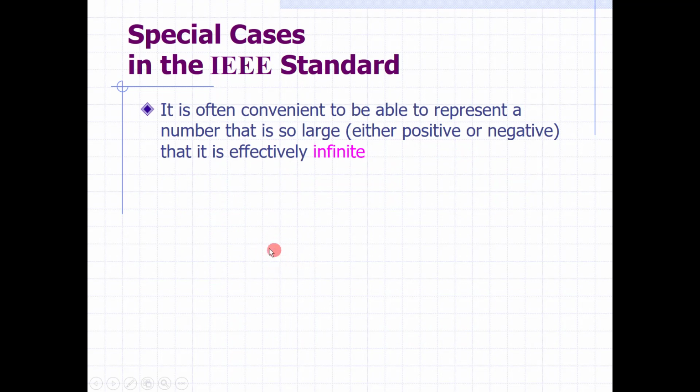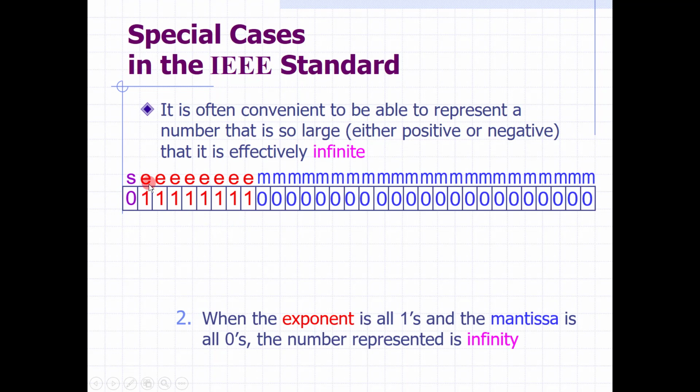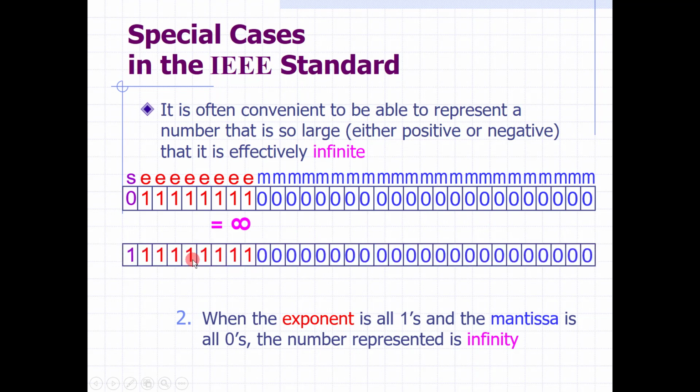We might run into a case where the numbers get so big that rather than giving an error, we might want to say, well, the number is so big, let's call it infinity. So to represent that, we'll use an exponent of all ones. That's a special case there. So whenever the exponent is all ones and everything else is a 0, then it's positive infinity. And we also can have negative infinity, a negative really large number. So those are, again, special cases. We basically just have to memorize these things.